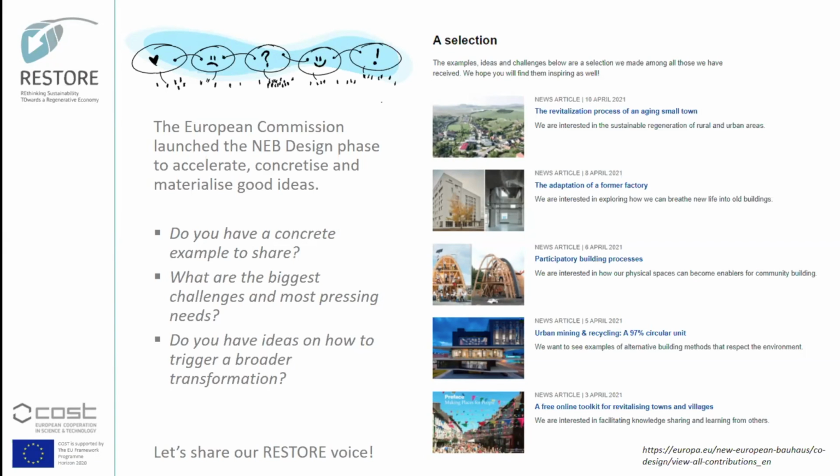So there is a tool developed, and I would invite everyone to participate and share these good ideas and share examples. There is a possibility to share examples, share challenging needs, and also ideas that might trigger a broader transformation.